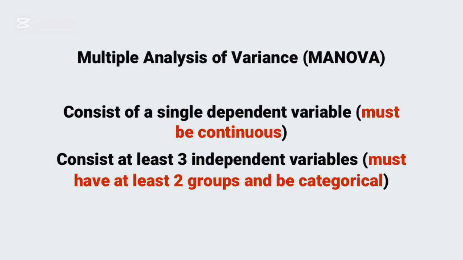The next is the MANOVA, which is just the multiple analysis of variance, and which simply means that instead of having just two categorical variables as our independent variable, you're going to be having three, four, five, like multiple categorical variables.